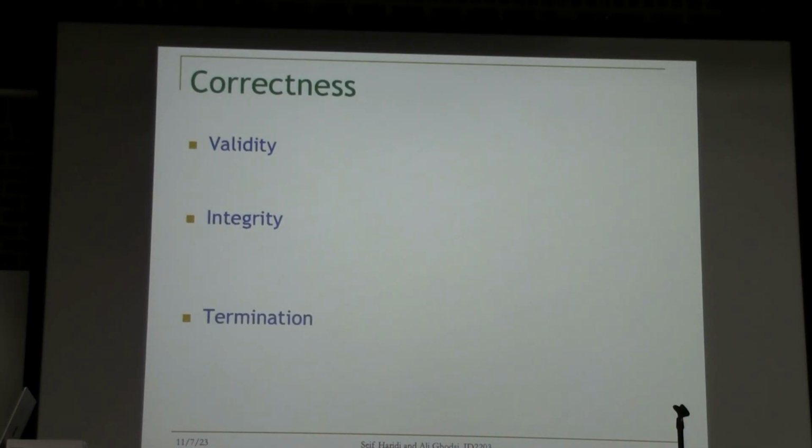Okay, so validity. Validity means that I'm only deciding on a real proposal, not on some random number. Well, that's pretty easy to see. If you look at the code, whenever I decide, it's either my own proposal or another node's proposal that I received. So that's fine. Validity is good.